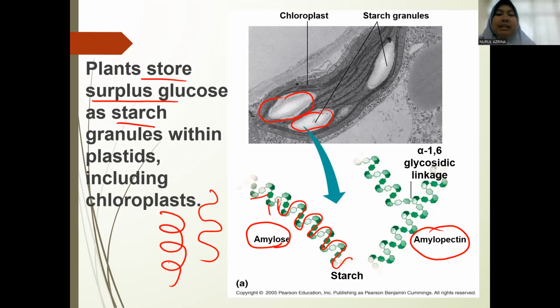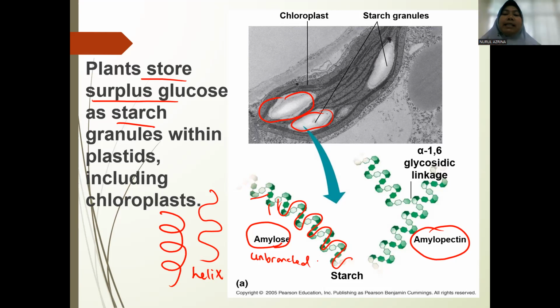Kita nampak dia macam ni. Alright, so helix structure. Ini yang kita panggil helix, whereby you can see that it is unbranched. Dia tidak bercabang. Dia straight saja, cuma dia membentuk lingkaran seperti itu.